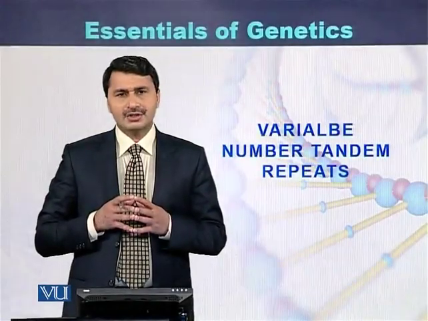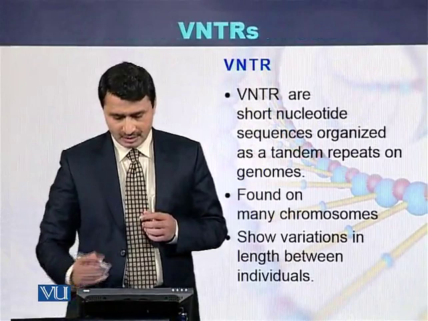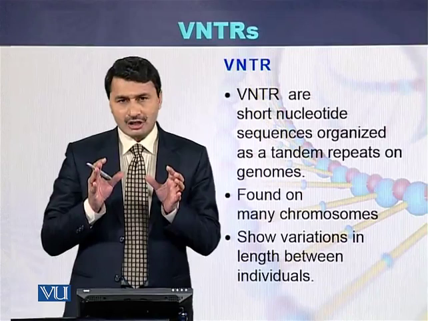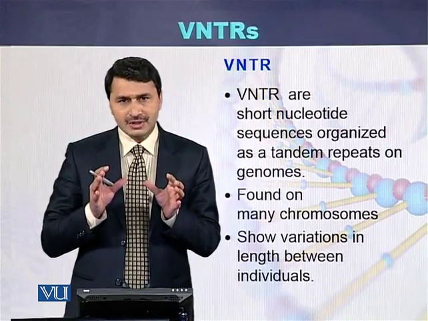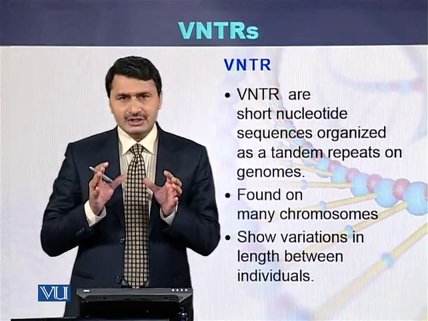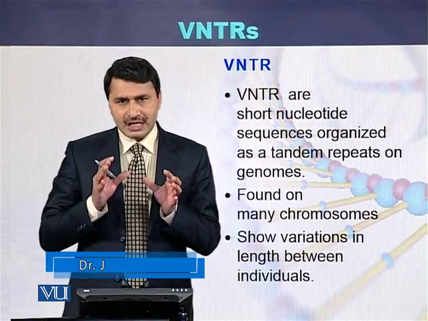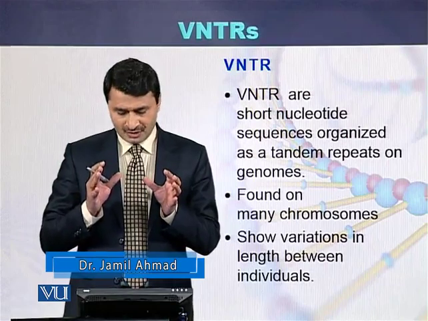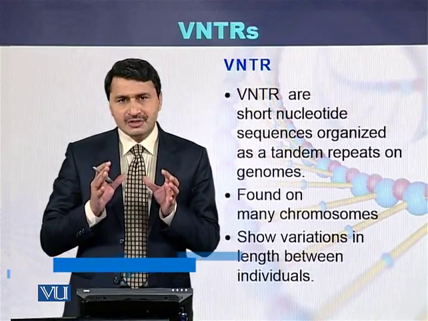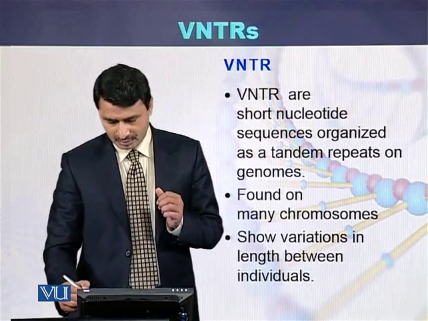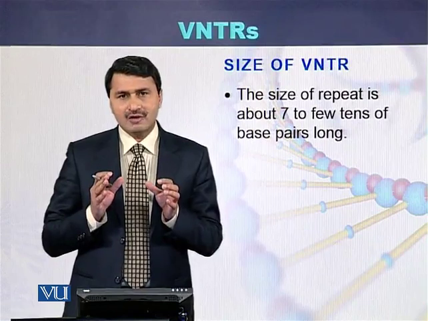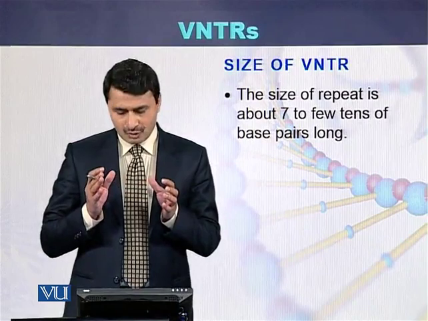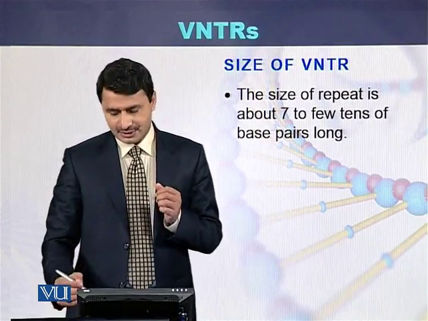Variable number tandem repeats. Variable number tandem repeats are short sequences which are organized in the form of tandem repeats on the DNA. These types of repeated tandem DNA sequences are present on almost all the chromosomes. They show variation in length between individuals. The size of the VNTR varies from 7-8 nucleotides up to a few tens of nucleotides.